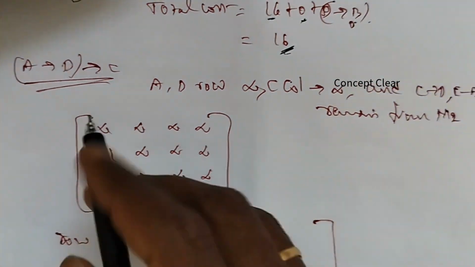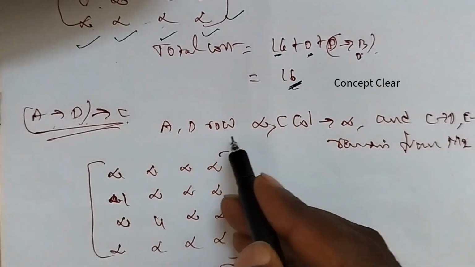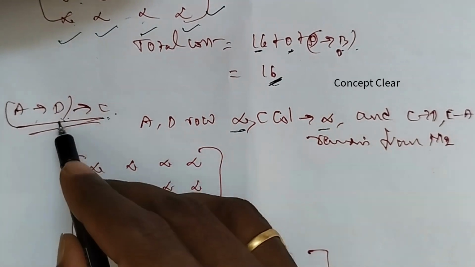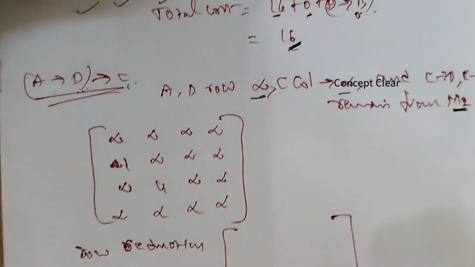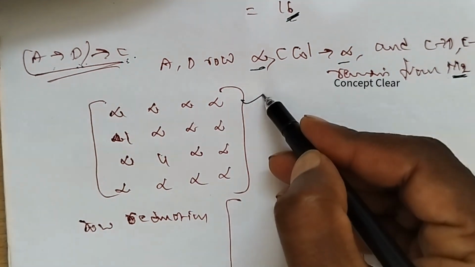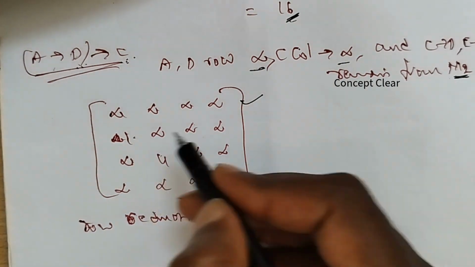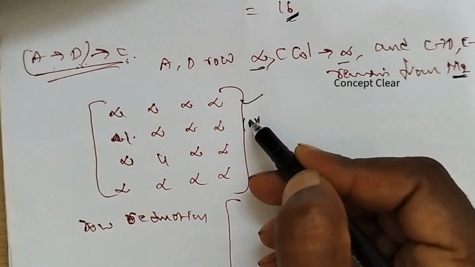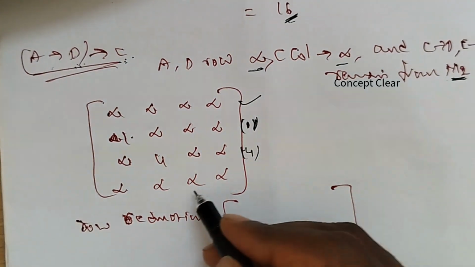Next, what is the second term? A to D to C. Here the A and D rows are infinities, the C column is infinity, and the C to D and C to A paths are infinity. Remaining from the M2 matrix. We check the reduction. Here all infinity, no need for reduction. Here there is one value only and there is no 0, so it is reduced by 1, and another row is reduced by 4, because there is no 0.